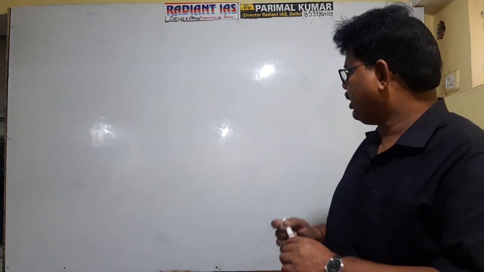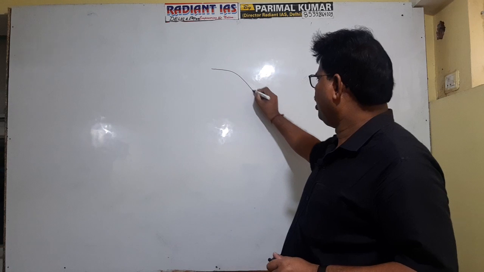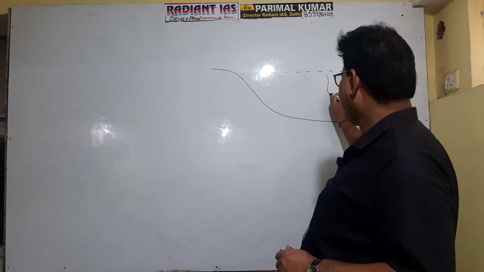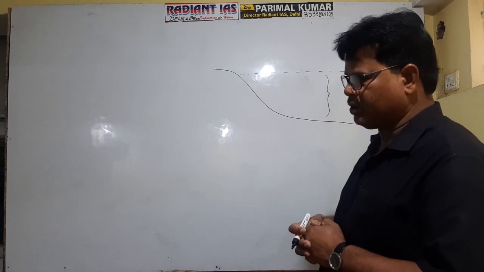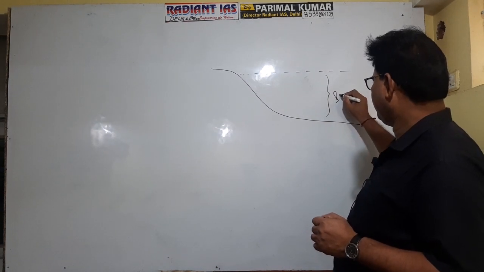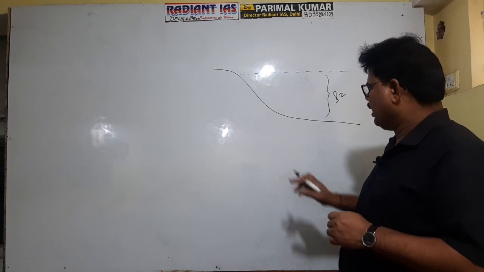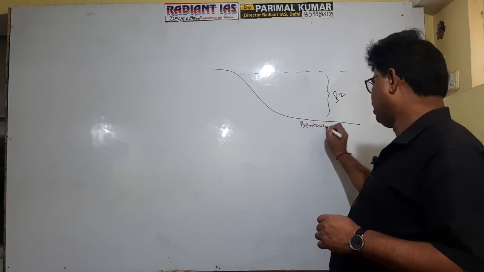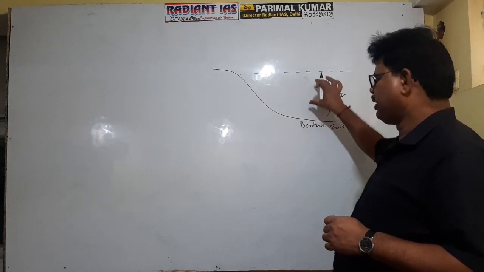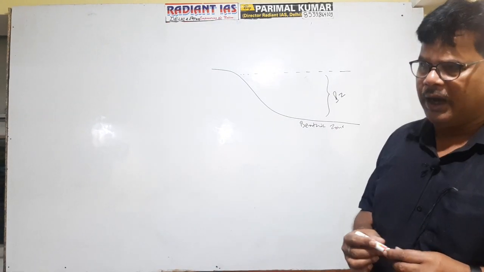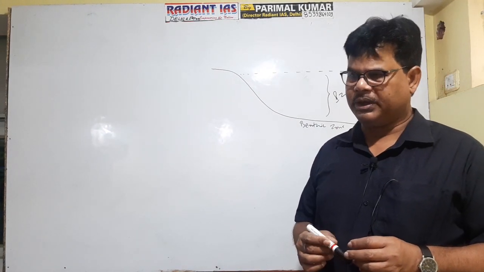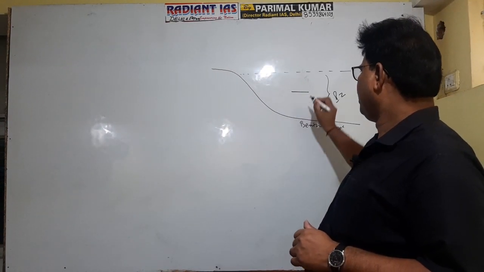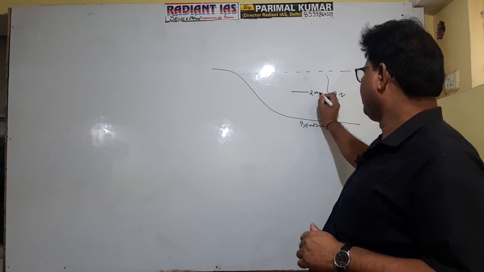There are two parts of the ocean. One is the water part of the ocean, okay? This is referred to as pelagic zone, and this part is referred to as benthic zone. The aquatic part is referred to as pelagic zone, and the solid crustal part is referred to as benthic zone.